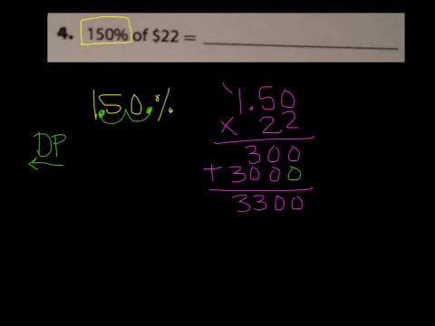The last thing I need to do is determine where does the decimal go. So in the number 1.50, I have 2 digits behind the decimal. When I look at the number 22, there's nothing behind the decimal. So I only have 2 digits behind the decimal. I'm going to start at the end. I'm going to back up 2 times. So now my answer, 150% of $22 is $33.